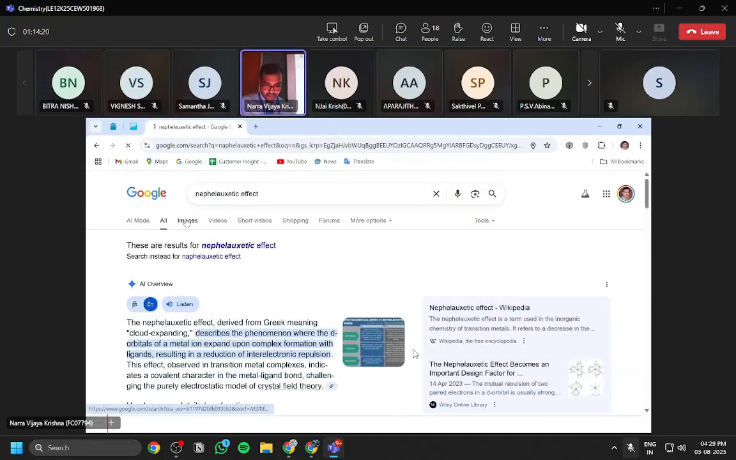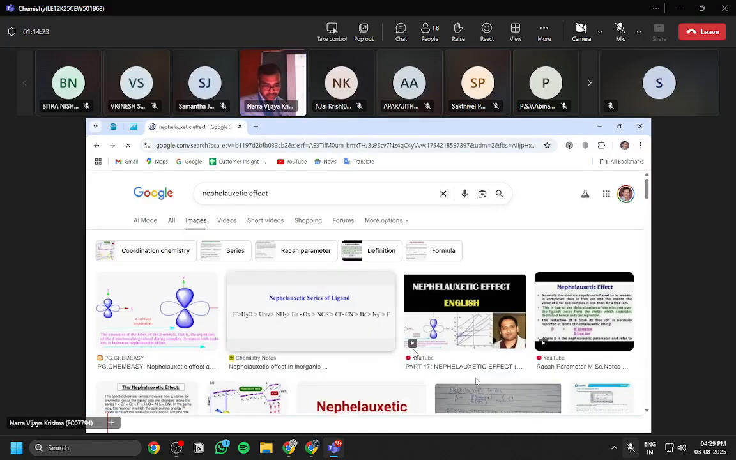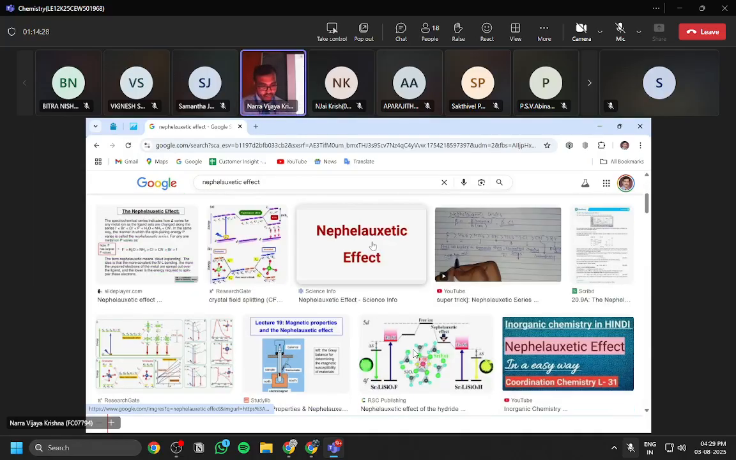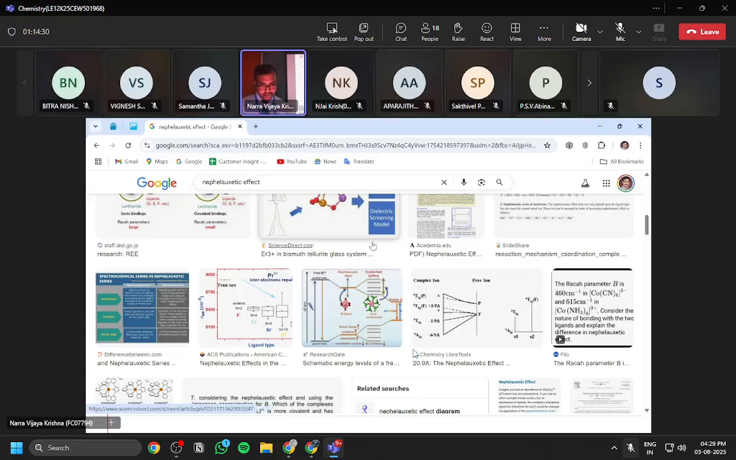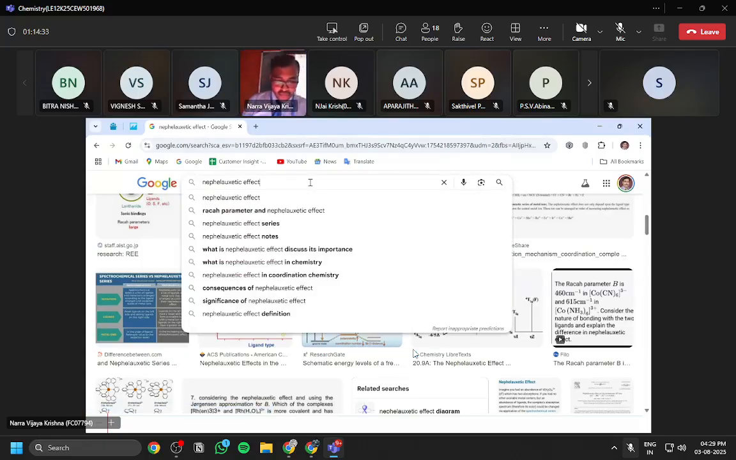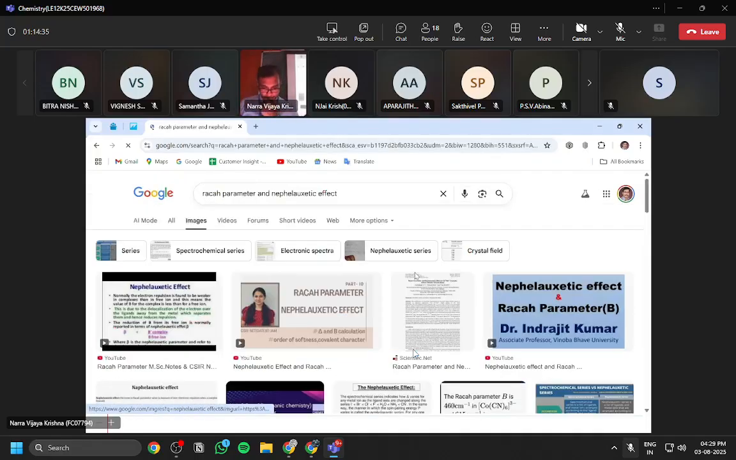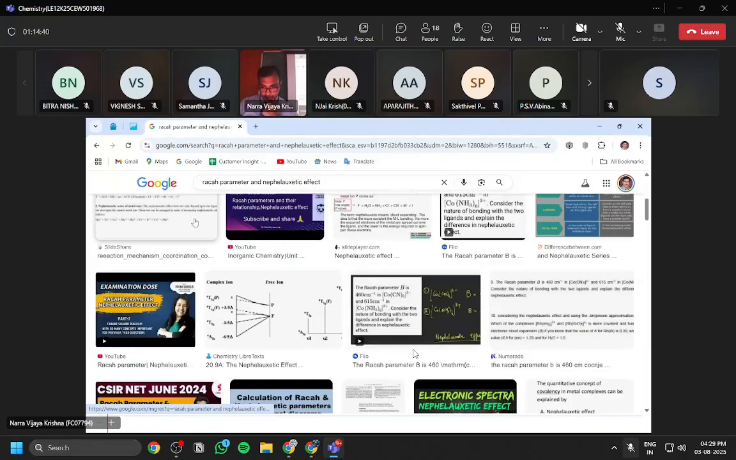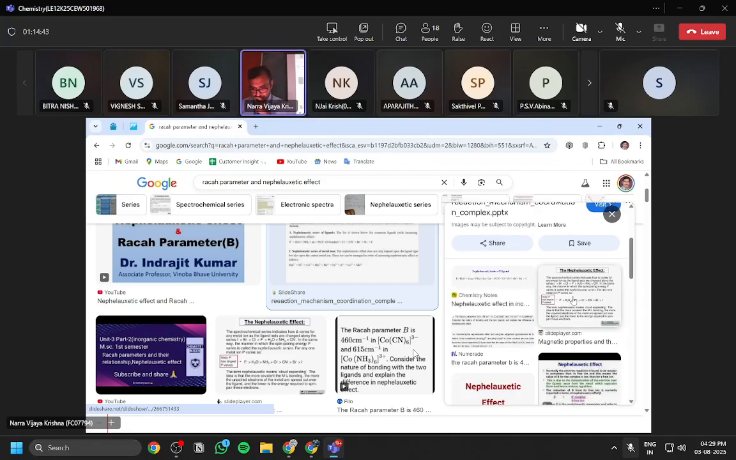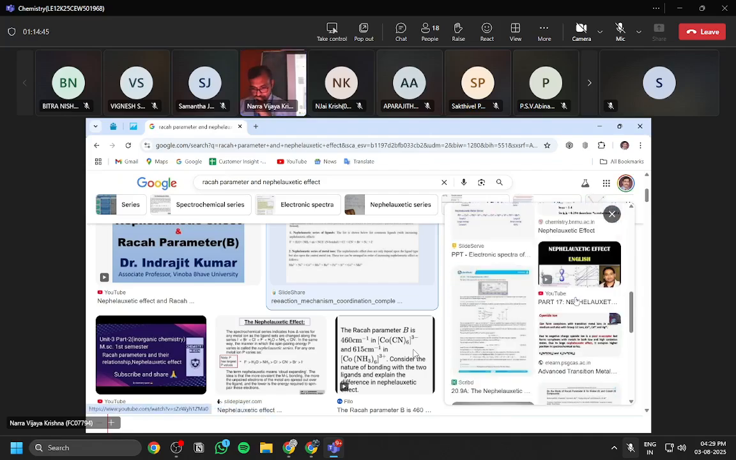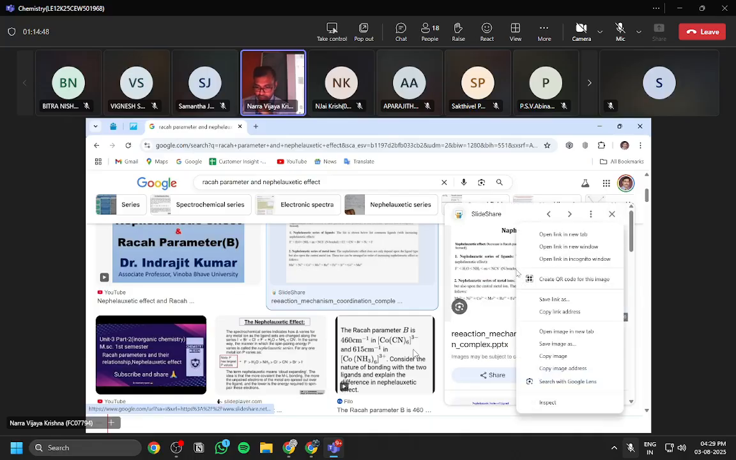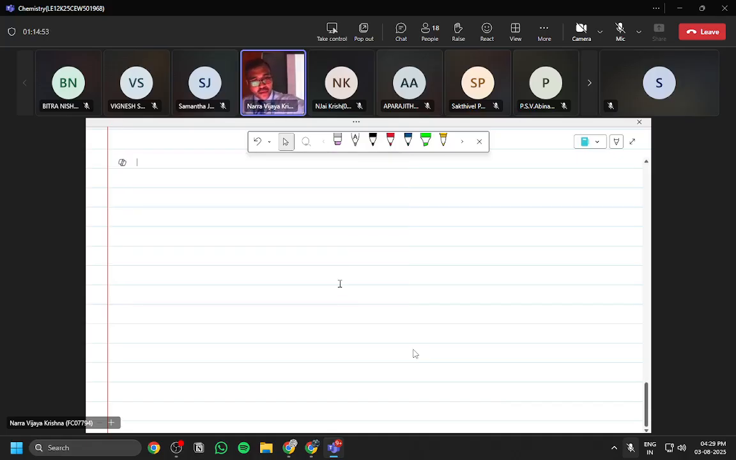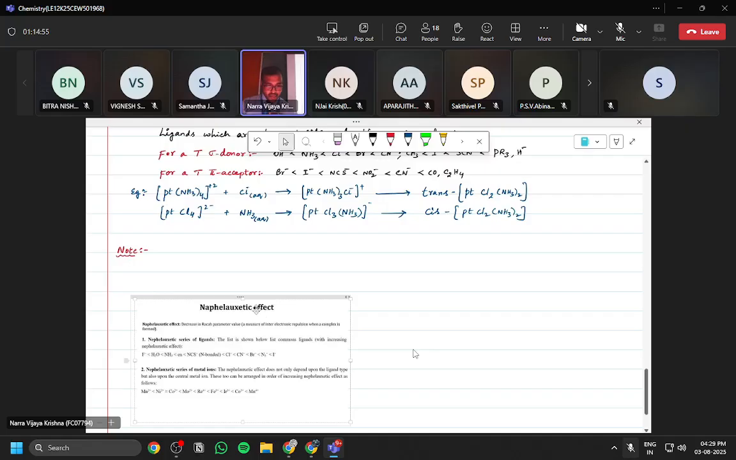Want to take a better image now? This is the nephelauxetic series of ligands. The nephelauxetic effect of metal ions. Relatively, this is the only image better than that. Okay, we will not bother much. Let it be as it is.